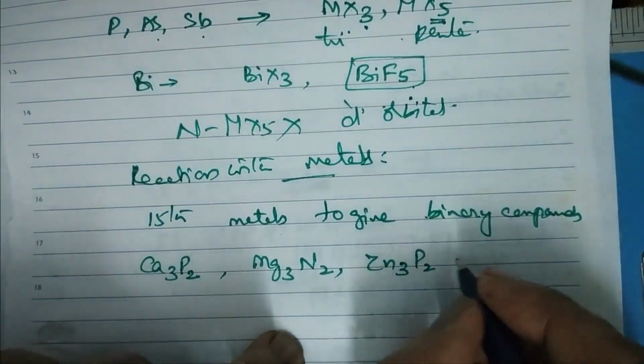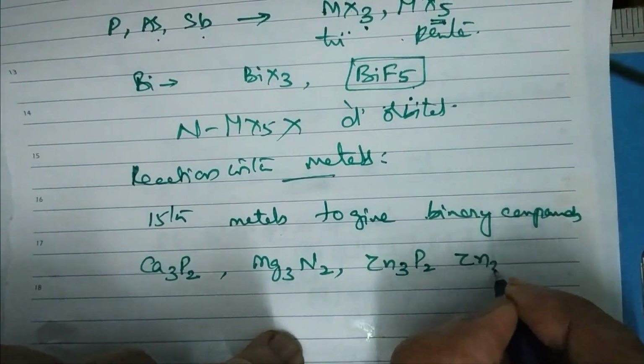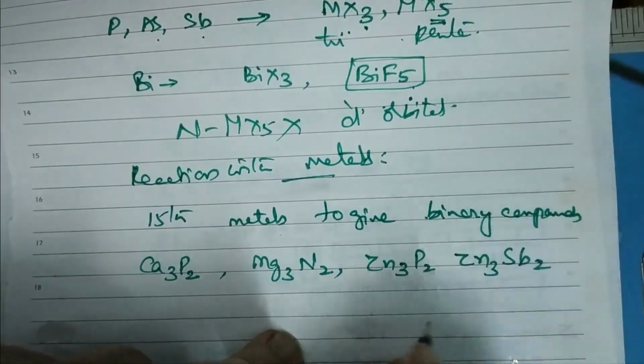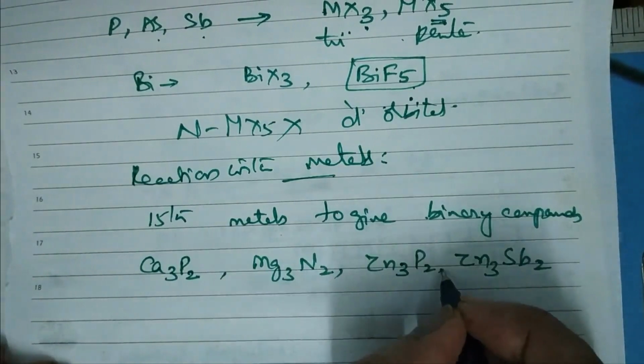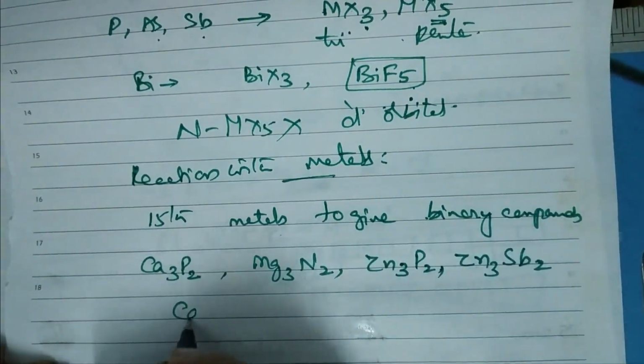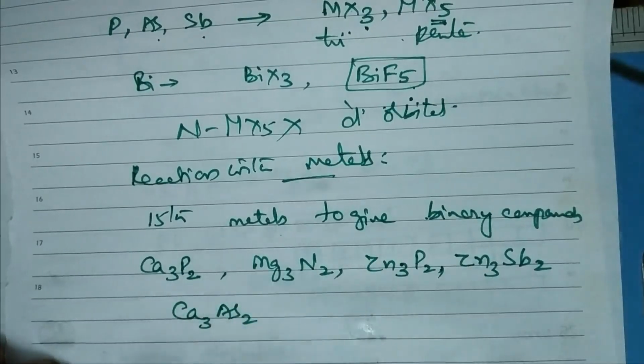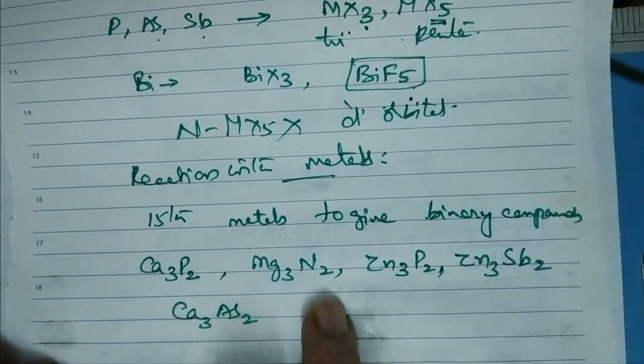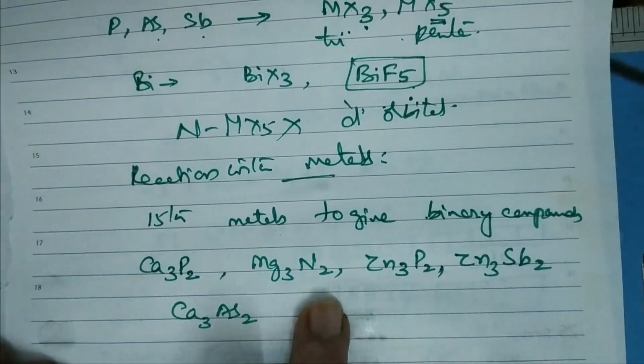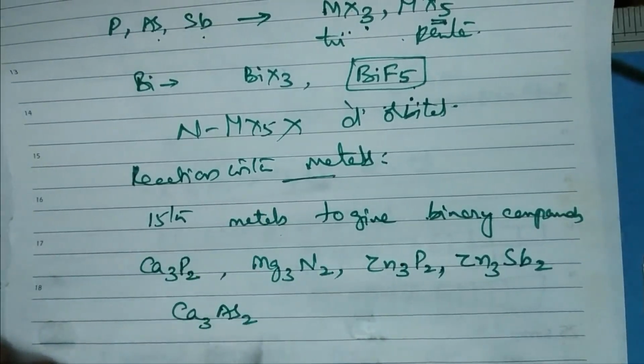And zinc antimonide, Zn3Sb2, and then calcium arsenide, Ca3As2. So these are the main compounds given by the 15th group elements. These are all stable compounds.